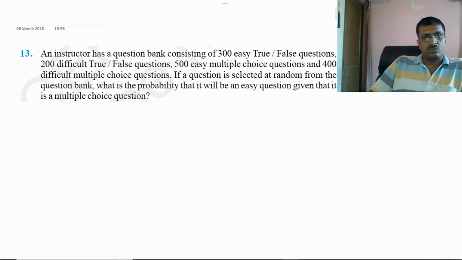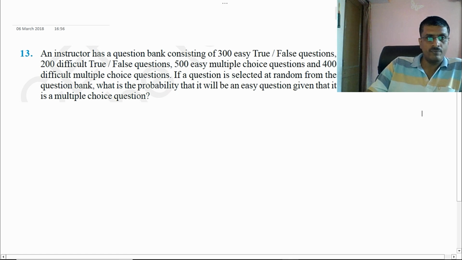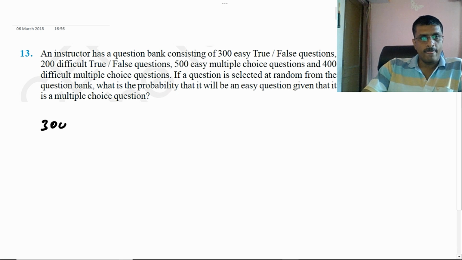Now let's read this question. It's quite a lengthy question, so I would again suggest you to pause the video, read the question carefully, and then see the solution for better understanding. Now, we have a total of 1400 questions here. So obviously we cannot write individually all those elements of the sample space. So I'm just going to write the data for you. Now, what is given here? There are 300 easy true false questions.